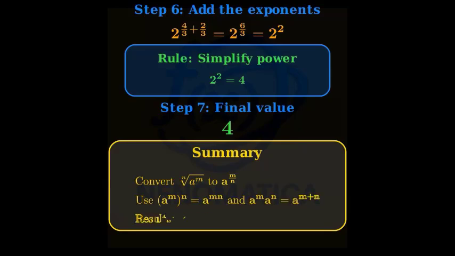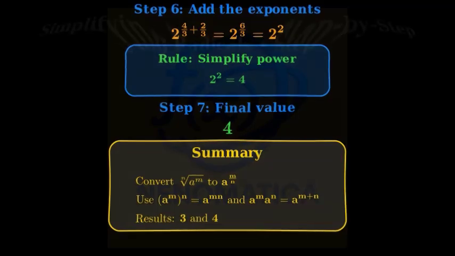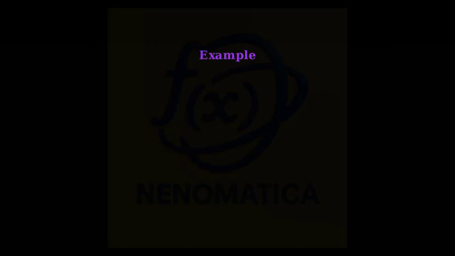Summary. We converted radicals to fractional exponents, simplified powers inside radicals, used power rules, and added exponents for the same base. We will simplify the fraction. The 7th root of 7 times 10 to the 7th divided by the 14th root of 49.